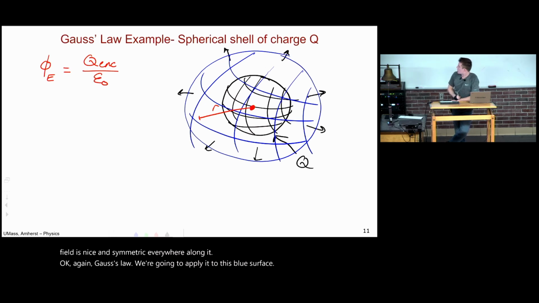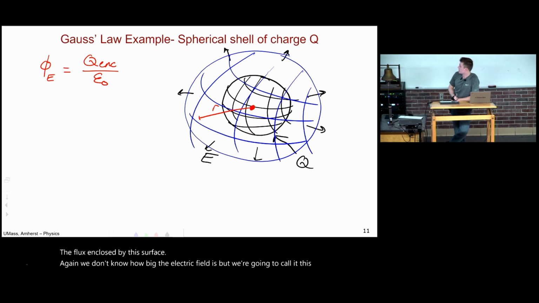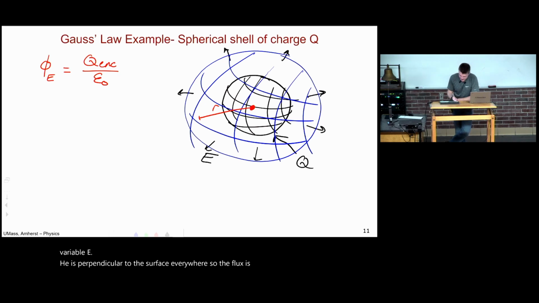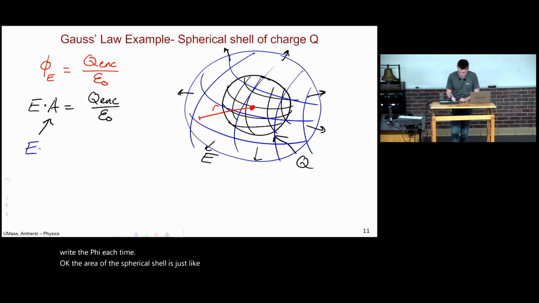Okay, the flux enclosed by this surface, again, we don't know how big the electric field is, but we're going to call it this variable E. E is perpendicular to the surface everywhere, so the flux is just E times A. By the way, it's pretty safe to start Gauss's law from this step. You don't need to write the phi each time. Okay, the area of the spherical shell is just like before, 4 pi r squared, where r, little r, is that variable. And the charge enclosed within that surface is just however much charge is on the shell.